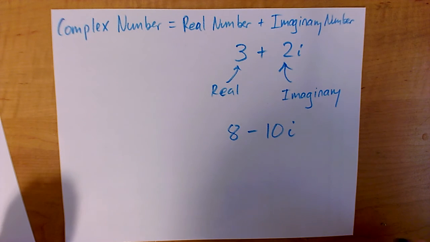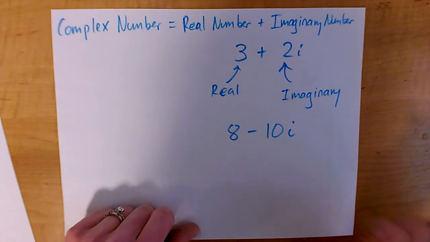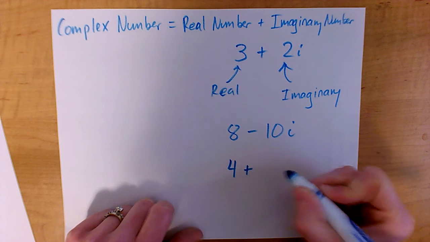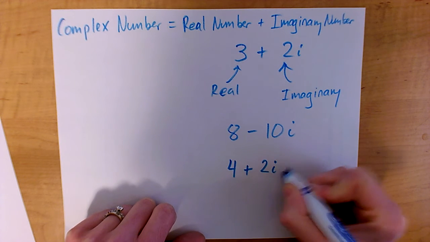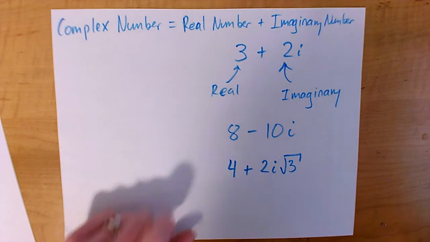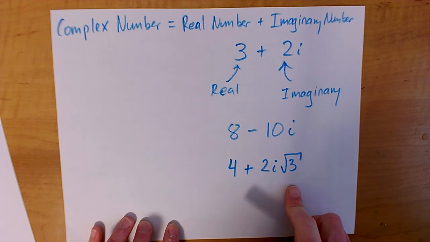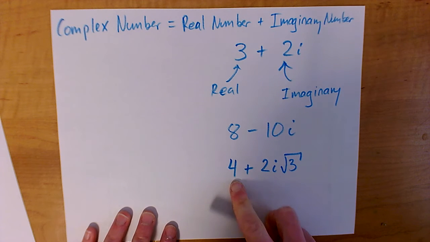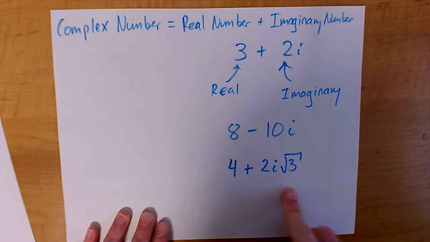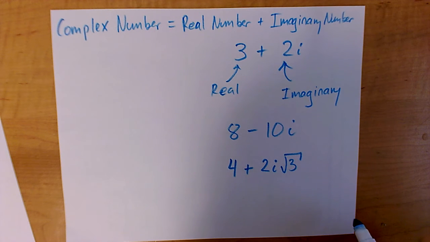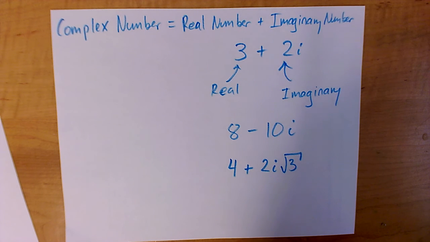And we could also have things with radicals. So we could do something like 4 plus 2i root 3, right? So even though this includes a radical, it's still imaginary, and you've got a real part, so the whole thing is complex together, okay? So that's kind of a very basic introduction to imaginary numbers and complex numbers.